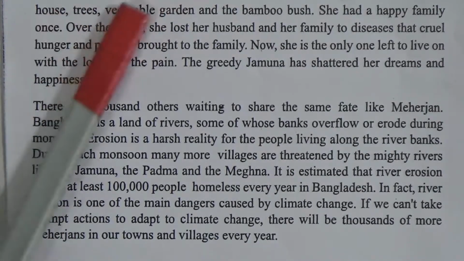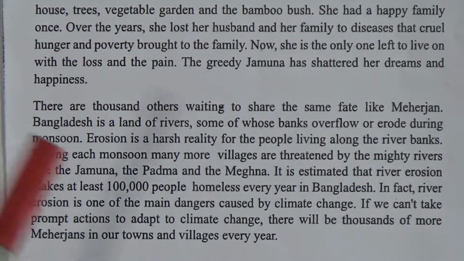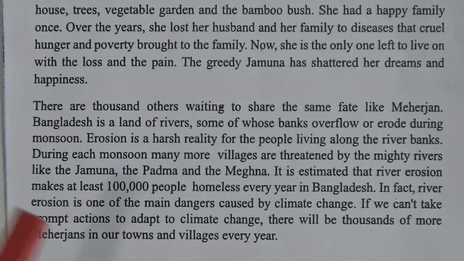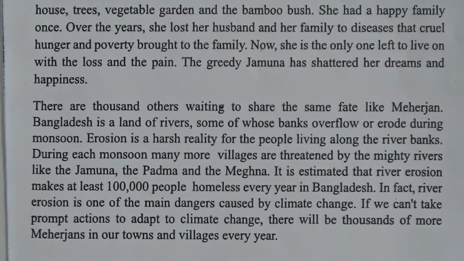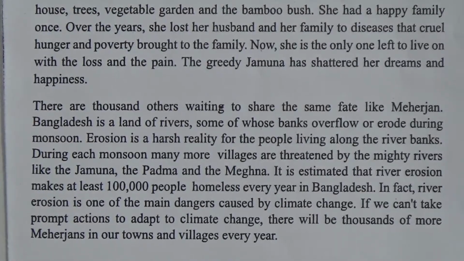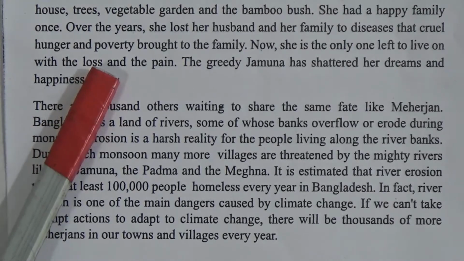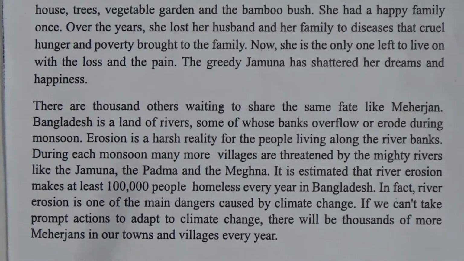It finally claimed her only shelter during the last monsoon. That means during the last monsoon, she lost her home, and it took the river only a day to devour Meher's house, trees, vegetable garden and the bamboo bush. That means it took only a day. Within a very short time, Jamuna river consumed everything of Meher's belongings. That means her house, trees, vegetable garden, etc.